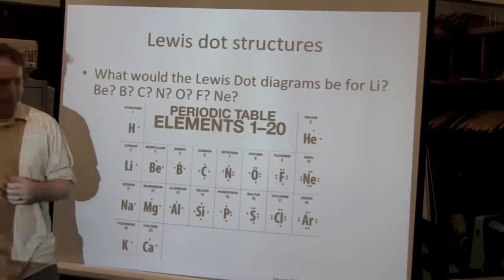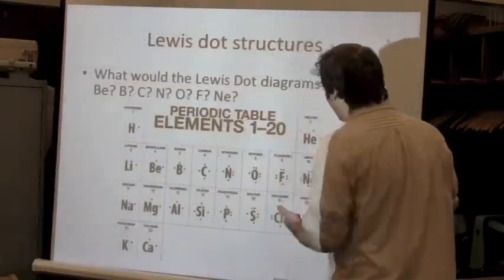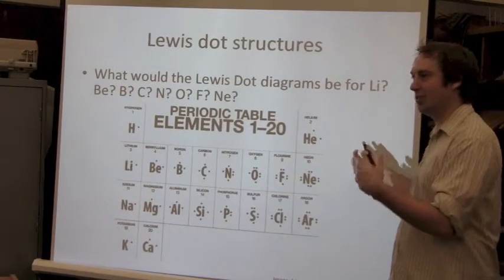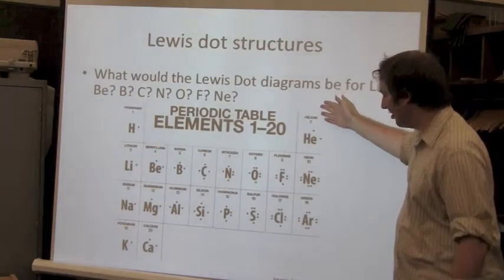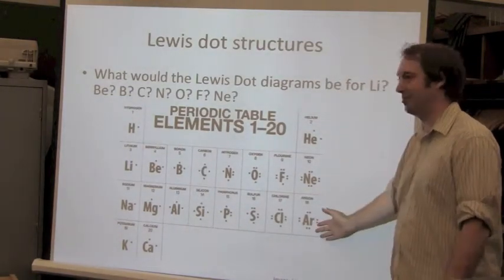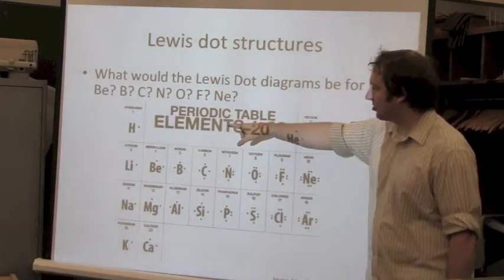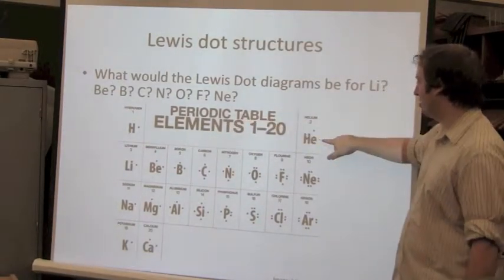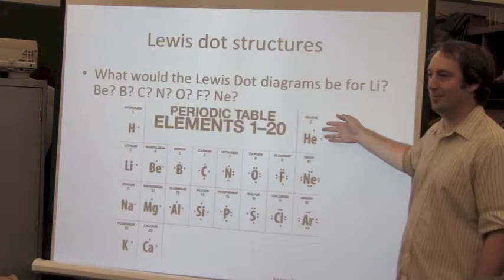And so what all these elements are doing when they go through reactions and form bonds is they're going to try to get Lewis dot structures that look like these over here. So 2 hydrogens can come together and form a bond. They'll share 2 electrons and they'll be like a helium.